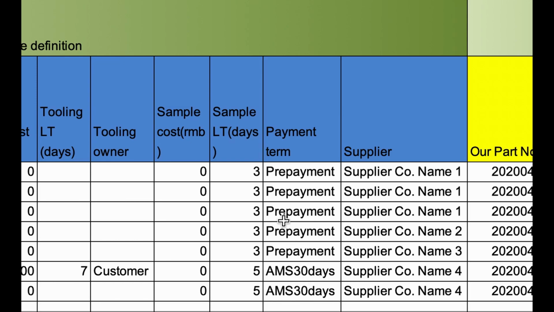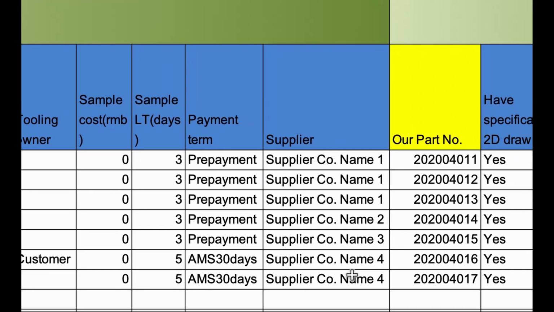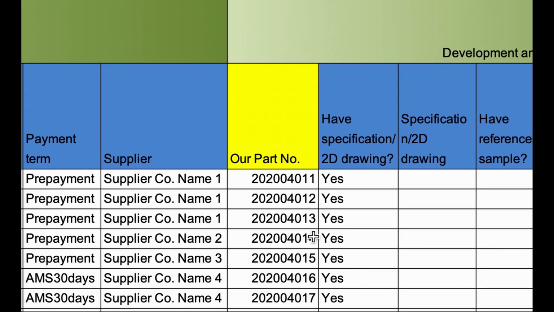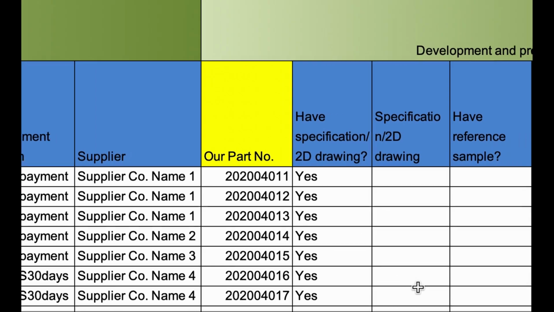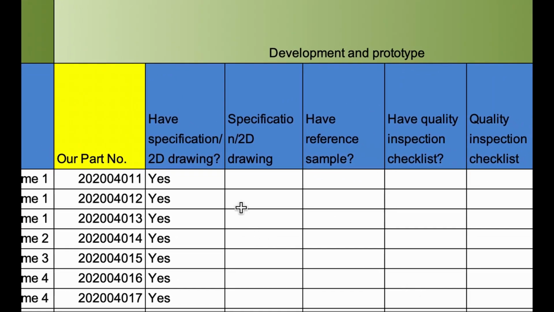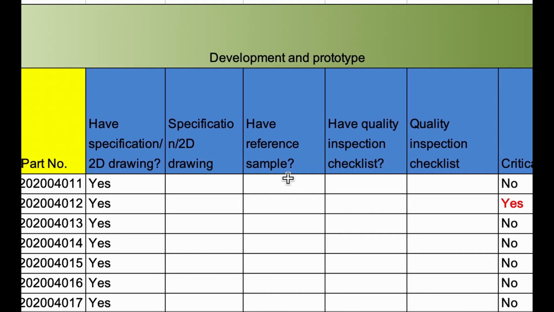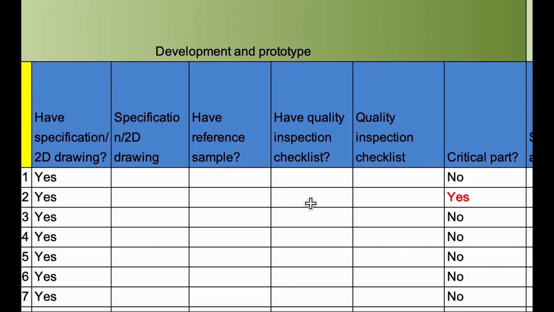Payment terms also, it depends. And then maybe the internal part number, or maybe this will appear after it's created in the ERP system. Again, this depends from one company to the other. Is there a drawing, a specification? Do we have a reference sample for each of these parts? An inspection checklist for the incoming QC, and so on.